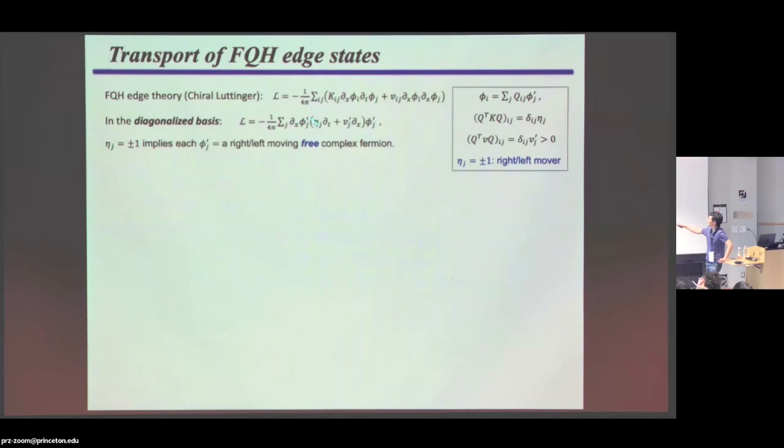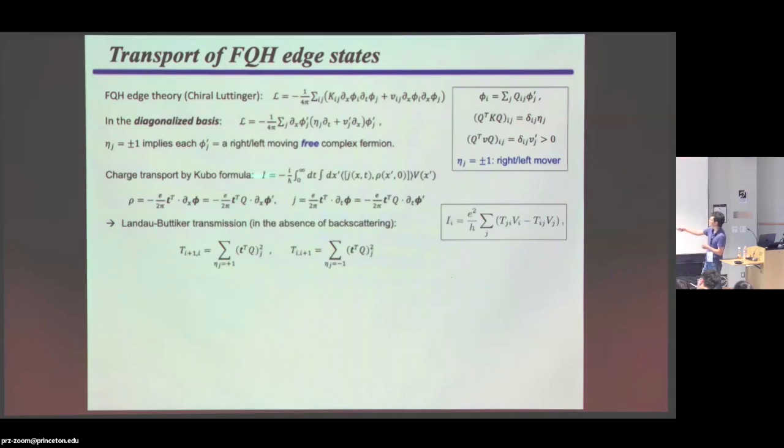In this new boson basis phi prime j, the K matrix coefficient becomes +1 or -1. So in some sense, e to the i phi j prime can be understood as an electron. Basically, in this new basis, each phi j prime behaves similarly to a free fermion. So then you can apply the Landauer-Büttiker result for these new bases.